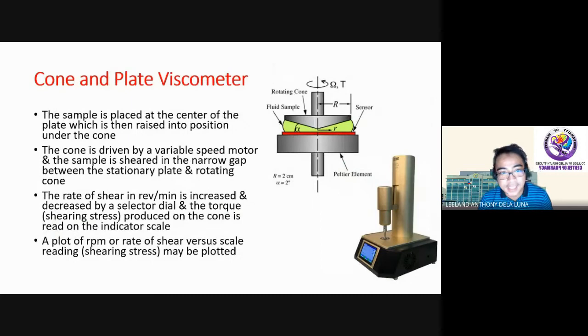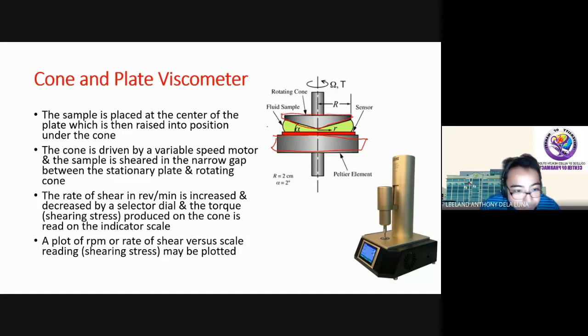Okay, ang difference ng class is the sample is placed at the center of a plate, which is then raised into a position under the cone. Okay, the cone is driven by a variable speed motor, and the sample is sheared in a narrow gap between the stationary plate, which is this one. Okay, ito yung plate natin, right? And a rotating cone, which is this one. This one is the rotating cone.